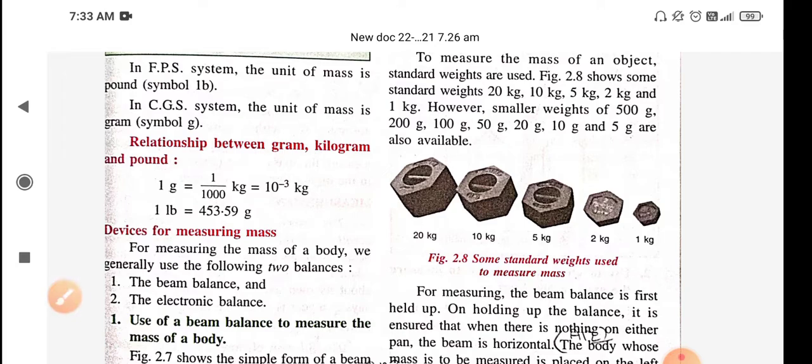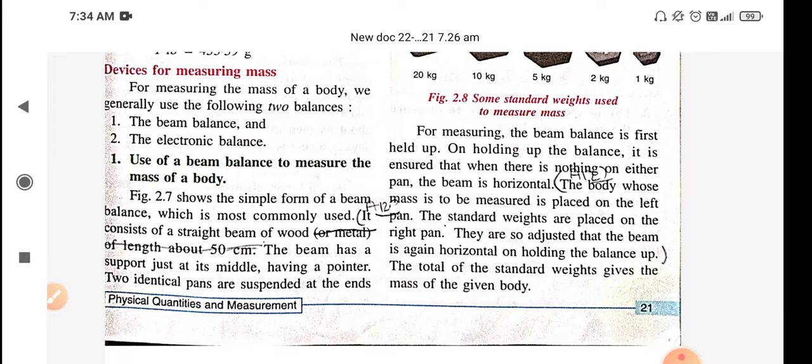Now next topic is devices for measuring mass. For measuring the mass of a body, we generally use the following two balances. First is the beam balance and the second is the electronic balance. Firstly we will discuss the beam balance.